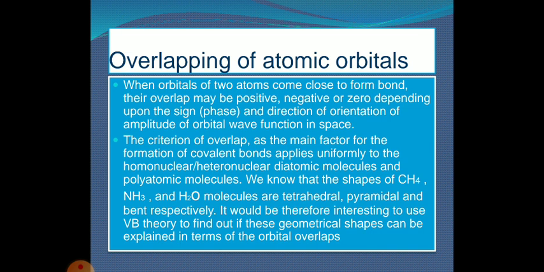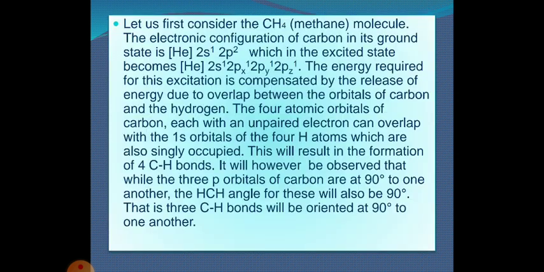We know that the shapes of CH4, ammonia and water molecules are tetrahedral, pyramidal and bent respectively. It would therefore be interesting to use valence bond theory to find out if these geometrical shapes can be explained in terms of orbital overlaps. That now we are going to learn in this next slide. For the sake of simplicity, we have considered the methane molecule, that is the CH4 molecule.